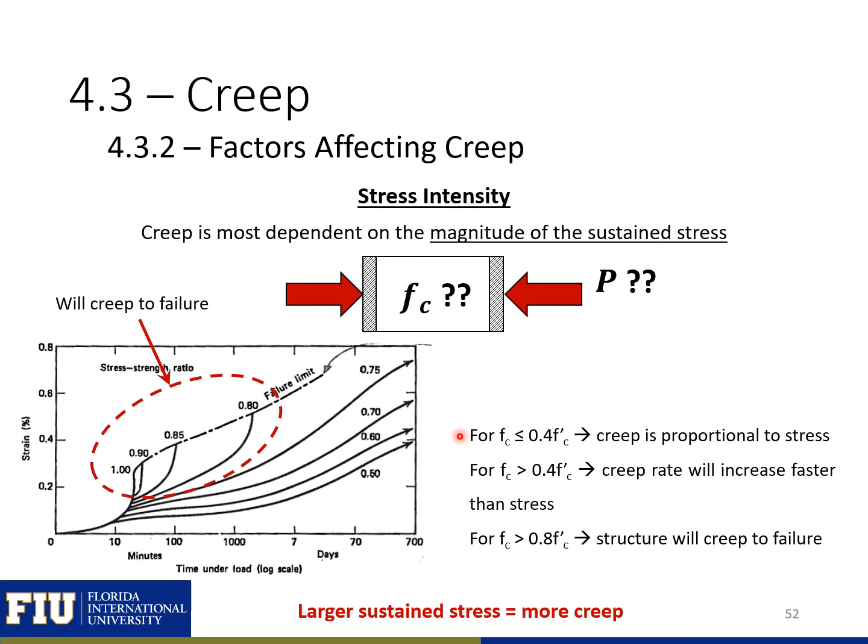So generally some of the rules for creep: if we're under 40% f'c, our creep is going to be proportional to our stress. If we're above 40% f'c, our creep rate will increase faster than our stress. And if we're above 80% f'c, our structure will creep to failure. So we want to keep our sustained compressive stresses under 40% ideally, and definitely under 80%. And essentially our summary, a larger sustained stress will equal more creep.